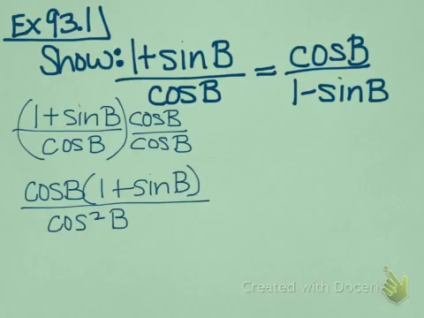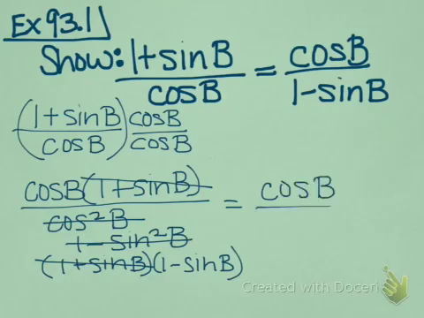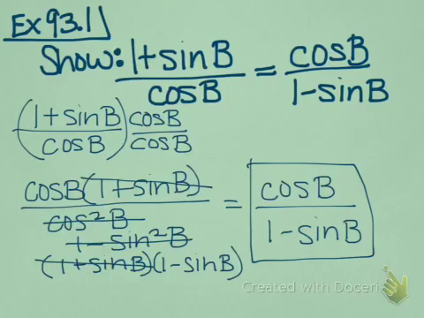Now, if you remember, cosine squared b is the same as 1 minus sine squared b, and we can factor 1 minus sine squared b. 1 minus sine squared b is the same as (1 plus sine b) times (1 minus sine b). So now that we've got it in this form, you can kind of see where we're going. We can cancel out 1 plus sine b on the top and on the bottom, and then that is going to leave us with what we started to look for, which was cosine b over 1 minus sine b.